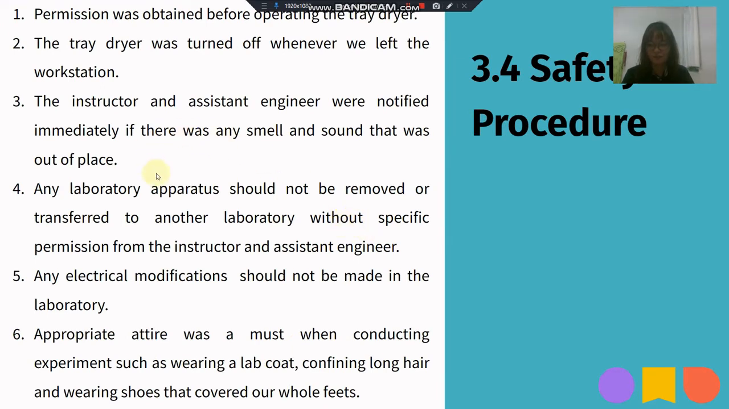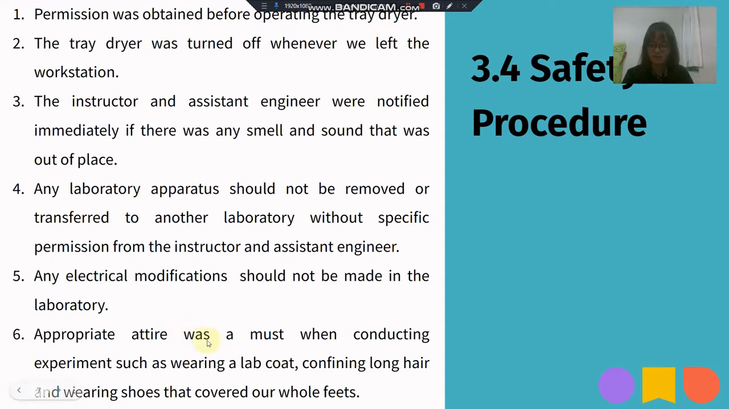And then this is the safety procedure. Permission was obtained before operating the tray dryer. The tray dryer was turned off whenever we leave the workstation. The instructor and assistant engineer were notified immediately if there was any smell or sound that was out of the place. Any laboratory apparatus should not be removed or transferred to the other laboratory without specific permission from the instructor and assistant engineer. Any electrical modification should not be made in the laboratory.